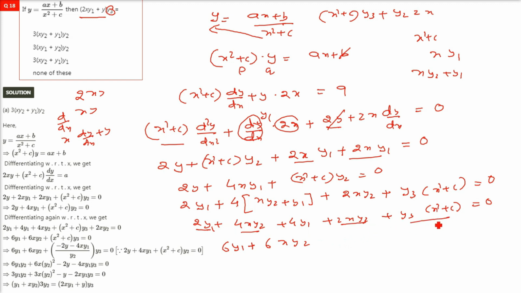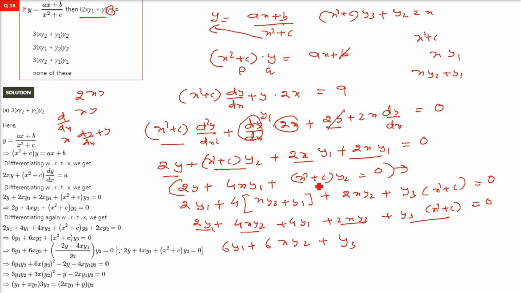Now this y3 into x square plus c. X square plus c can be computed or replaced by what we have done earlier, because we require y3 in the question 2x y1 plus y, from where we are going to get this y3. X square plus c, there is a step which we just have seen, that 2y plus 4x y1 plus x square plus c into y2 is equal to 0, and from here we can eliminate this x square plus c with the terms having y, y1, y2 and x. So this particular step will be used for the replacement.